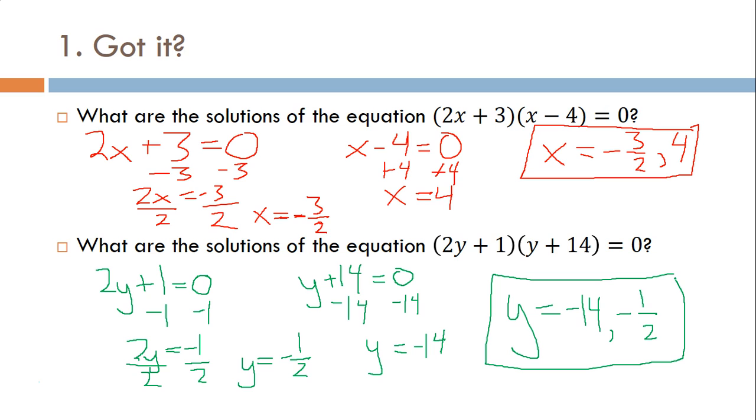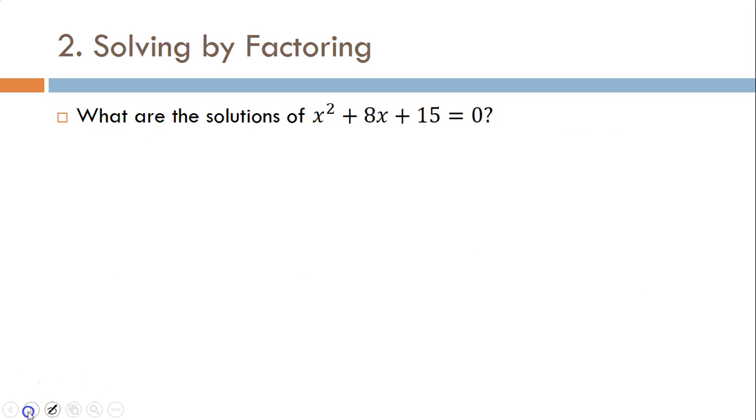So that's how you do the first few on your homework. Jumping into the next part of notes, we will get through the next set, and then we will work on the following set tomorrow. So it's solved by factoring. It says, what are the solutions of x squared plus 8x plus 15 equals 0? And this should look familiar because we've done this before. This is the x method.